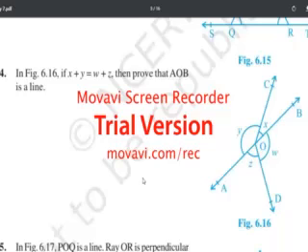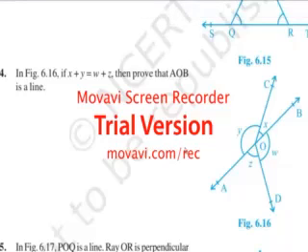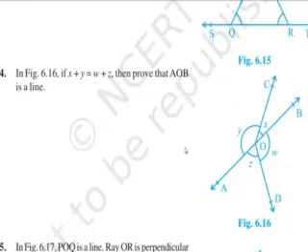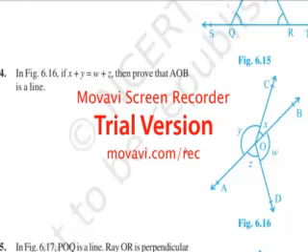Then w plus z becomes 360 degrees by 2, which reduces to 180 degrees. So you can write w plus z is equal to 180 degrees. So w plus z are the angles made on a straight line. Therefore AOB is a straight line. In this way you will be proving that AOB is a line. Okay.